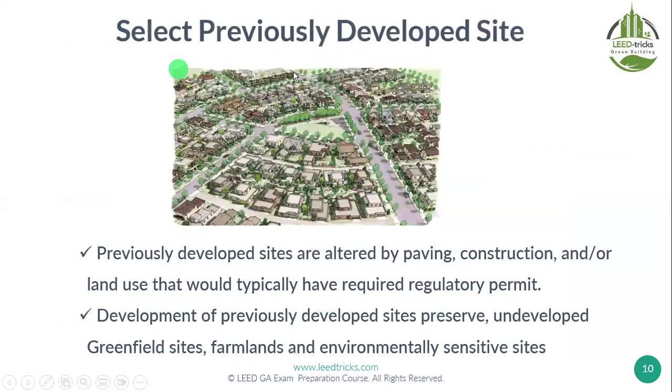Select a previously developed site. So avoid development in sensitive land and select a previously developed site. Now we know what a previously developed site is. A site like what we see in the photo is previously developed, so you can build there. There is a road already. There are some communities there, so you can build on these sites. It's altered by paving, construction, land use. Of course, it will require a permit to build. Why do we build on previously developed sites? To keep the greenfield. What is a greenfield site? Greenfield sites are sites that have not ever been developed.